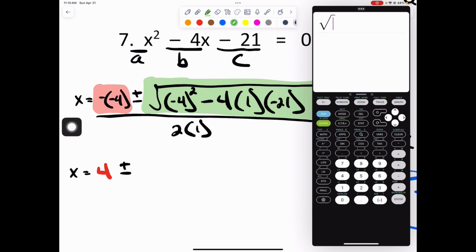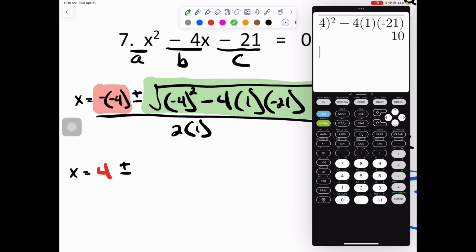x squared. Put in, open a parenthesis, negative 4, close it, hit x squared to square it, minus 4, yes, that means minus right there, 4, minus 4, open the parenthesis, put in the 1, close it, open a parenthesis, negative 21, close it, hit enter. Oh my goodness, we get 10. Why do we get 10 there?